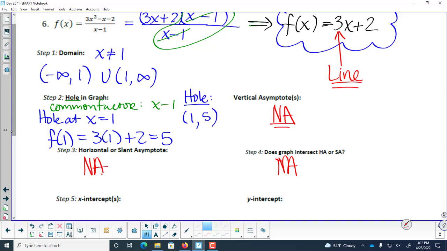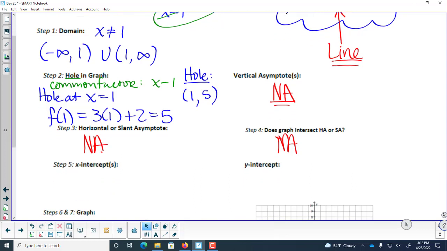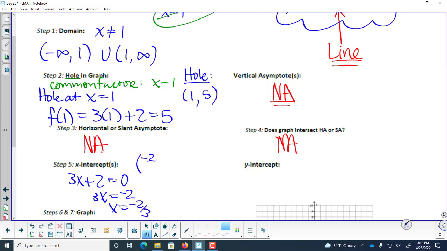So how do we find the x-intercepts? If it was a rational function, we'd set the numerator equal to 0. X-intercepts of any function basically is set the function equal to 0. So you're just going to do that. So it's tricky, it's weird. We're not used to it. But it happens a lot in calculus. So I get 3x equals -2. So x equals -2/3. So it crosses the x-axis at -2/3.